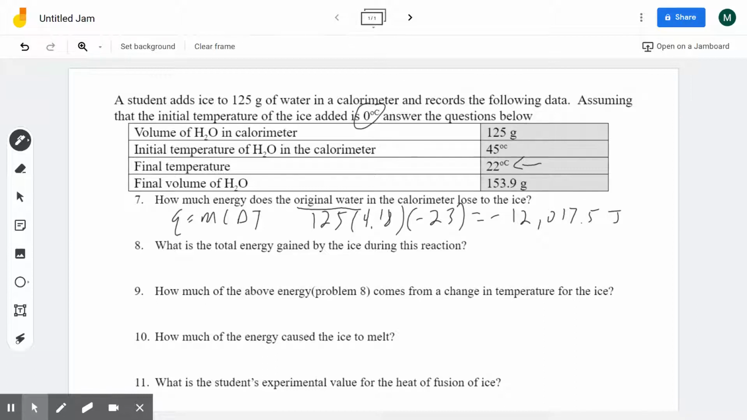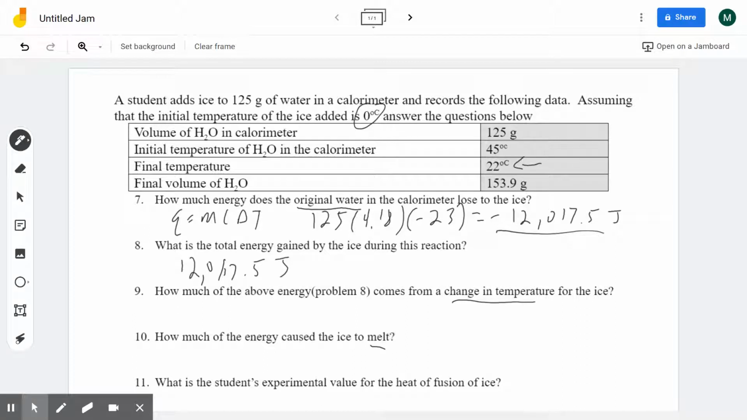So what's the total energy gained by the ice? It's that same quantity, just positive: 12,017.5 joules, because the energy that was lost by the water went to the ice. And it says how much of the above energy comes from a temperature change. So the ice did two things. It changed temperature and it melted.